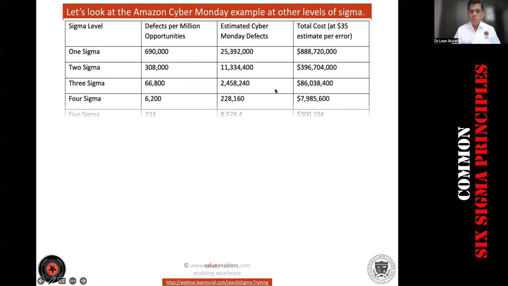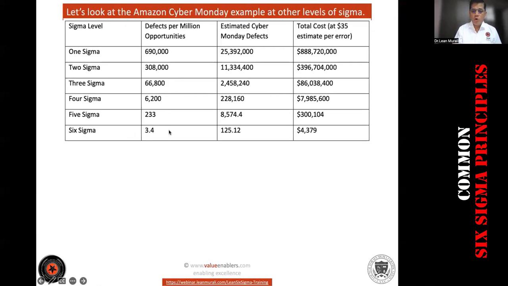So let's look at different levels of sigma. At 6 sigma level, they will be losing $4,379. At 5 sigma level it is $300,000. But at 4 sigma level, it increases drastically. How these numbers are derived is something I'll share with you shortly. But all I want you to understand is this: at very low levels of sigma, any process is unlikely to be profitable. How many of you at least agree to this?